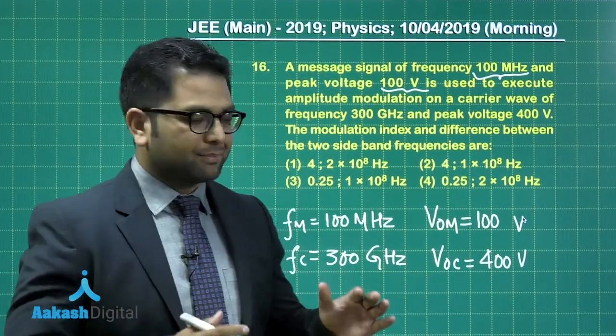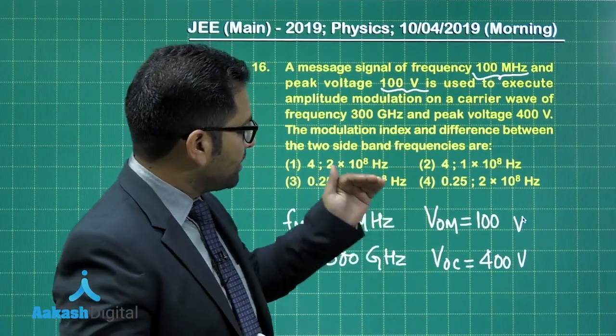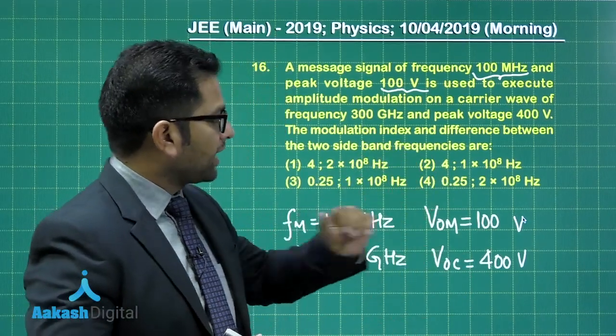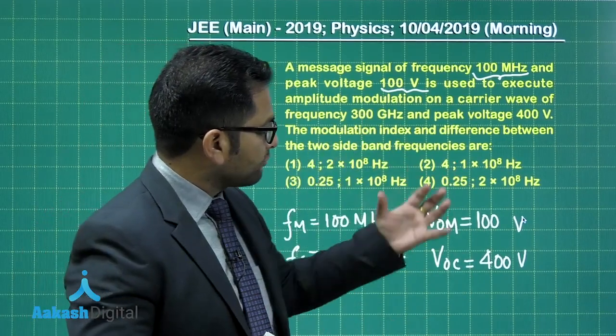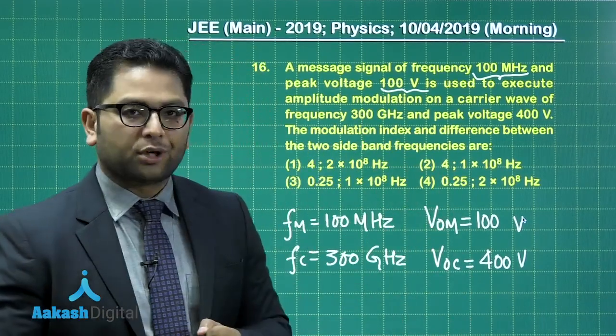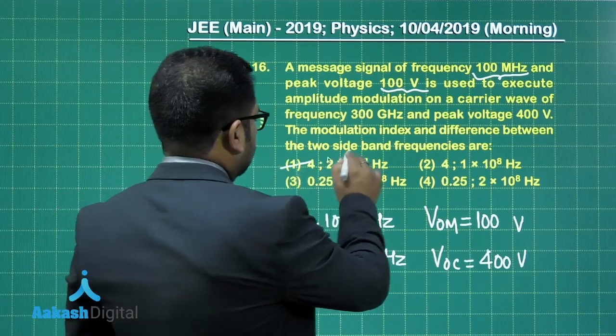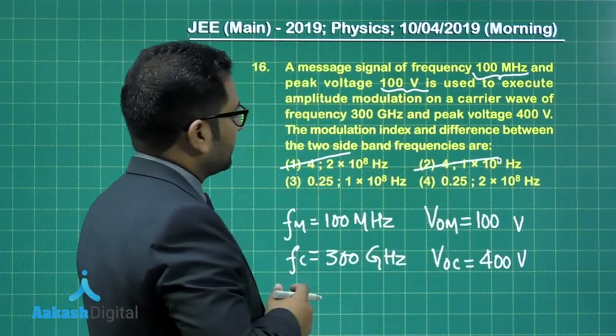Modulation index is quite simple, right? The ratio of peak message to peak carrier. So 100 by 400, that's going to give me 0.25. Henceforth, this and this is eliminated.